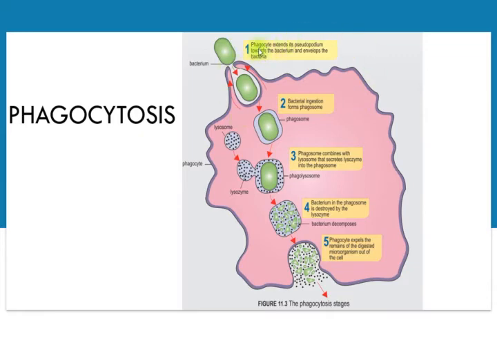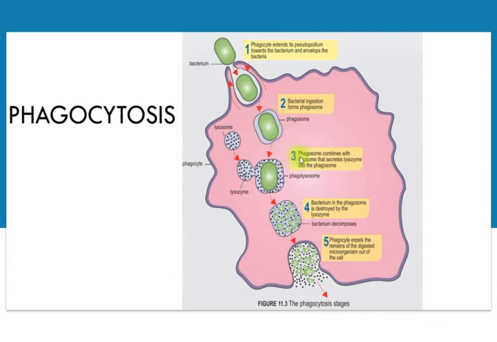Okay, first, the phagocyte extends its pseudopodium towards the bacterium and envelops the bacteria. So this is referred to as the pseudopodium of the phagocyte. The pseudopodium will extend to the bacteria and then it will envelop or engulf the bacteria. Okay, second, bacterial ingestion will form the phagosome. So this is referred to as the phagosome.